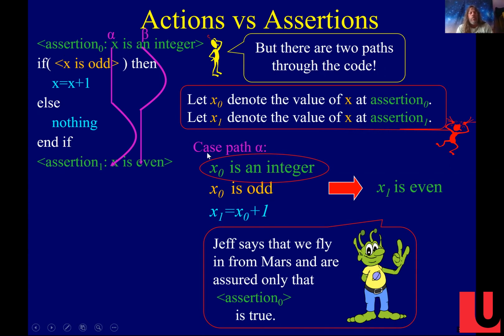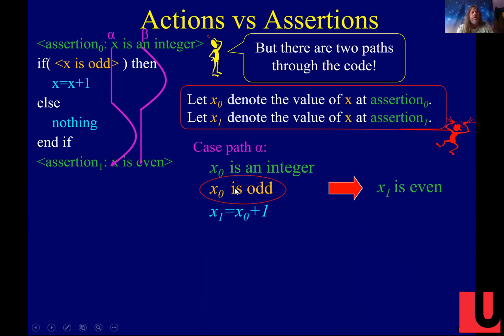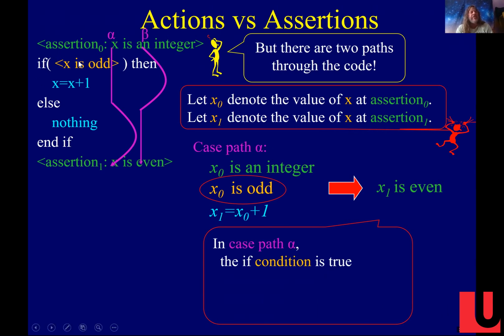Now, how do we know this? Remember we're doing case alpha. That's telling us we're following this block, executing the first part of the if statement. Given that, we know that the if condition must be true if we're doing the first path. And what is the condition? The condition says that x is odd. We still have the same x0 value, so we're saying x0 is odd. That's our condition.